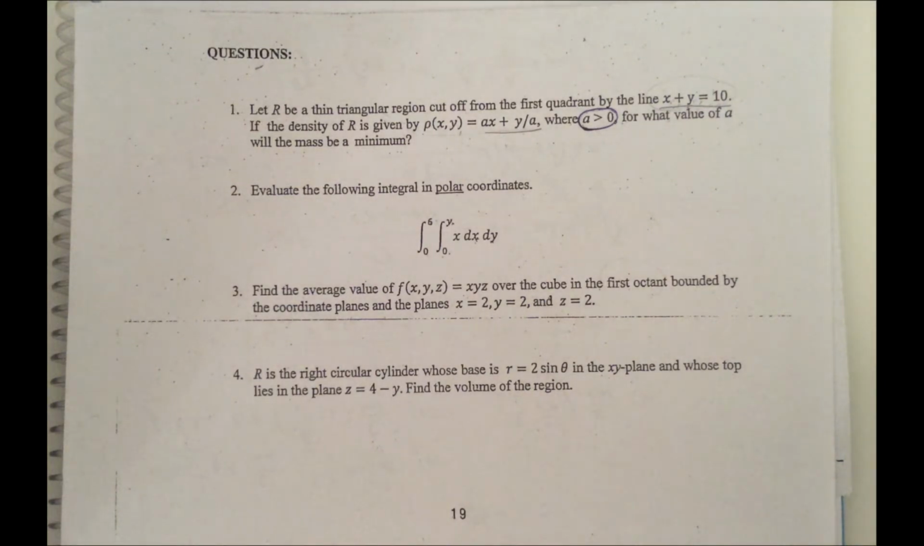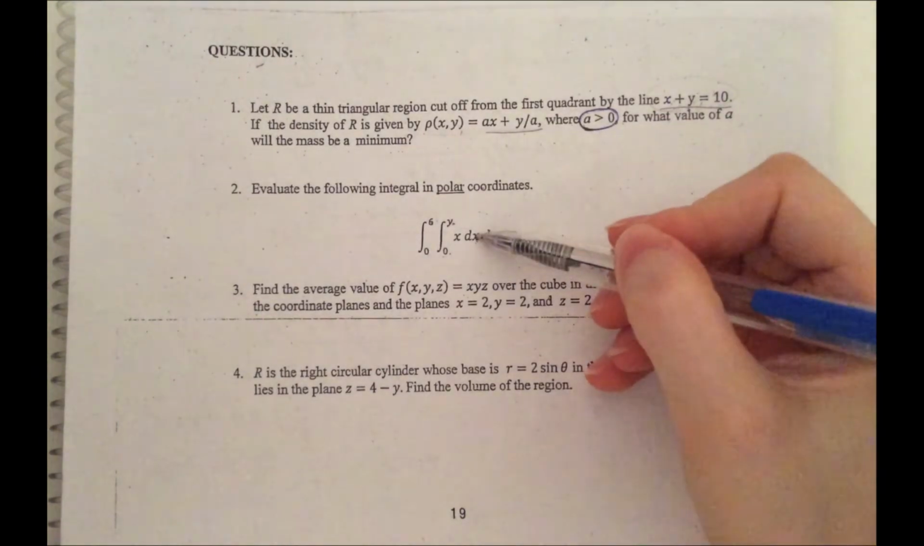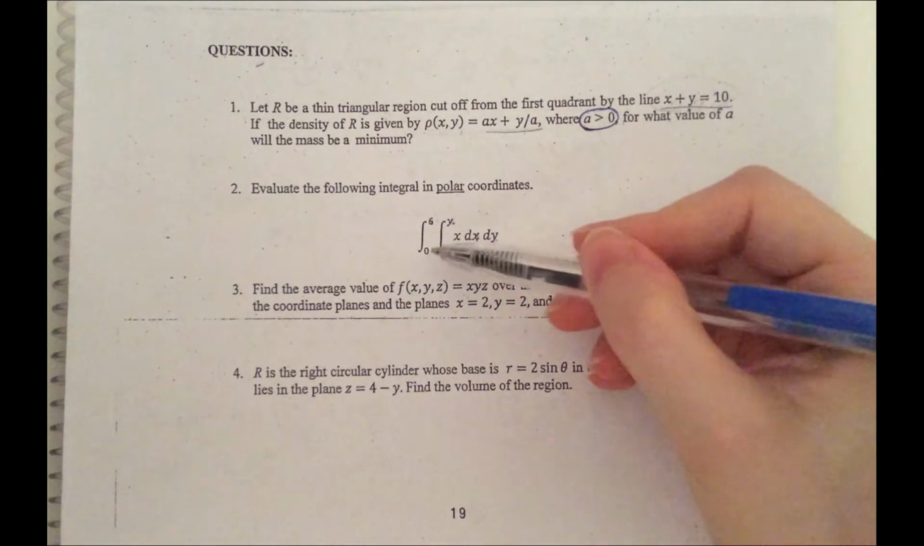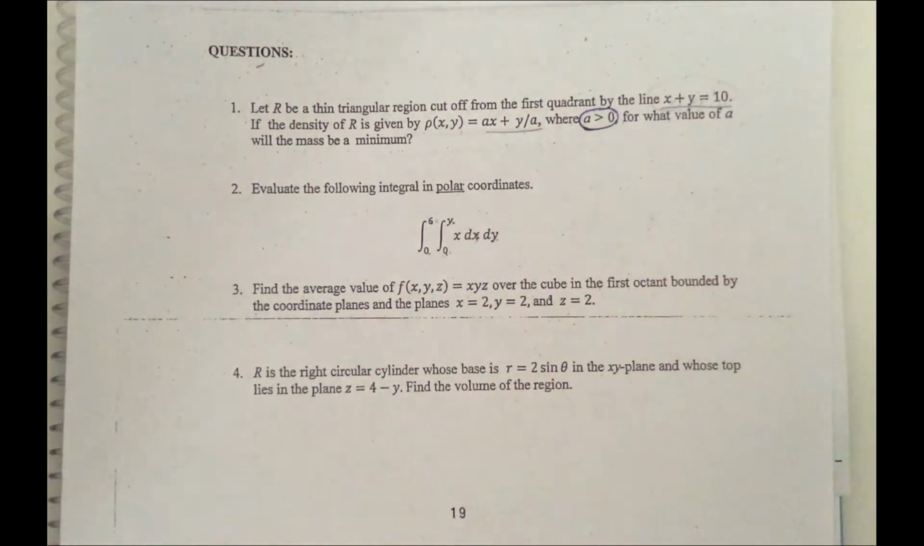In this part, we are going to solve question 2. This question gives us an integral in rectangular coordinates and wants us to solve this in polar coordinates. So we know that x is changing 0 to y and y is changing 0 to 6. So let's draw it for rectangular coordinates first.